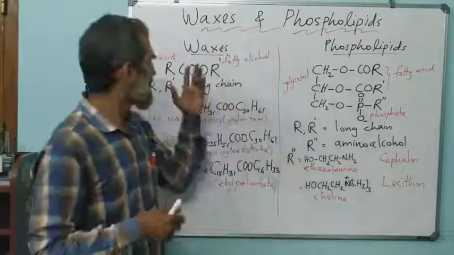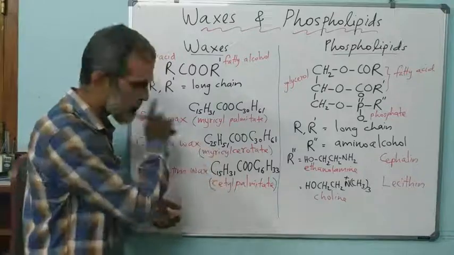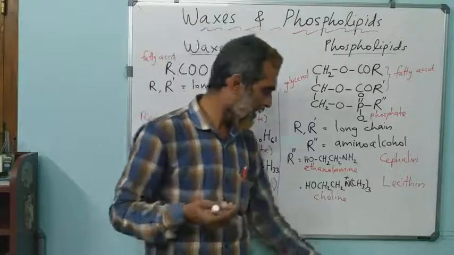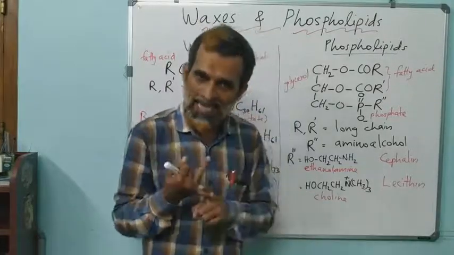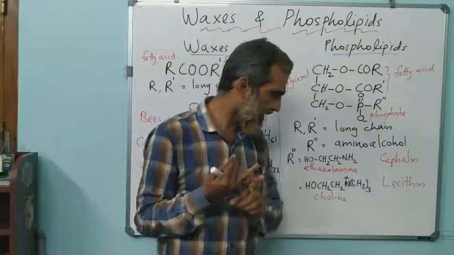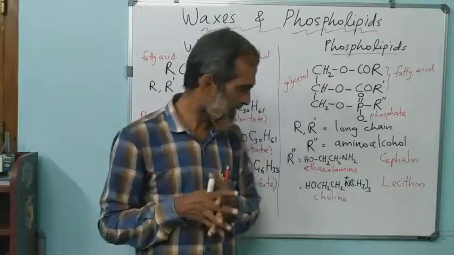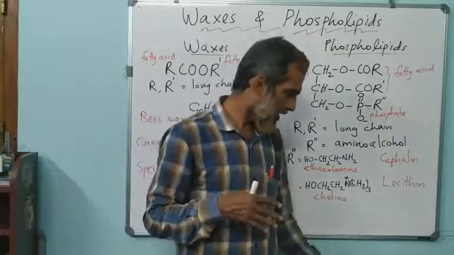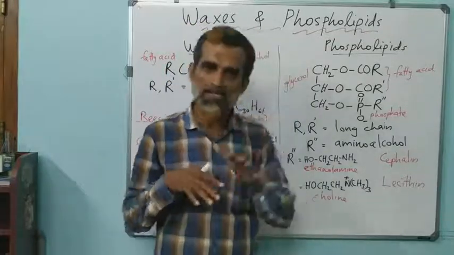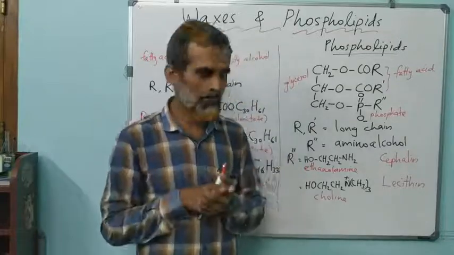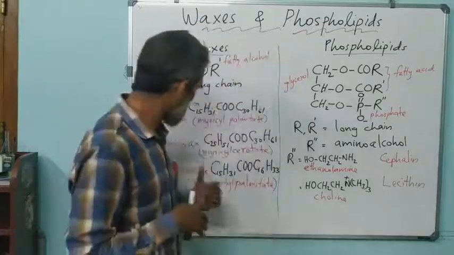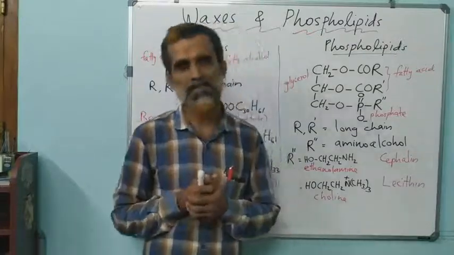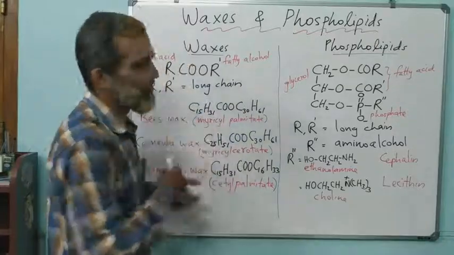Now coming to these specific waxes obtained from various sources, they find use in many fields. Like beeswax is used for making candles, in making shoe polish, and wax paper, etc. Carnauba wax is used to make protective coating for furniture, car, floor, etc. And spermaceti wax is used in making candles, ointments, cosmetics, etc. Like that, waxes have many applications.